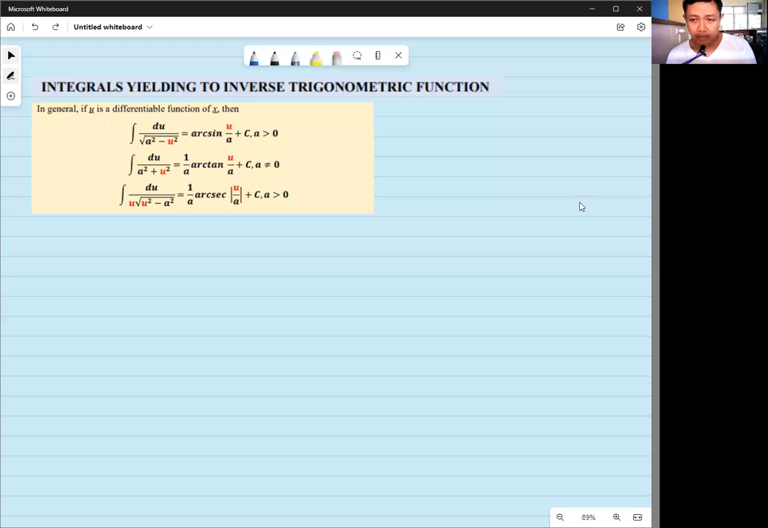This is the process. So all you have to do is to be familiar with this kind of patterns. So we have here the integral of du over the square root of a squared minus u squared. A is always a constant and u is always a function. It could be a variable with a squared function. That is, if it is inside a radical, take note that you will end up with arcsine.